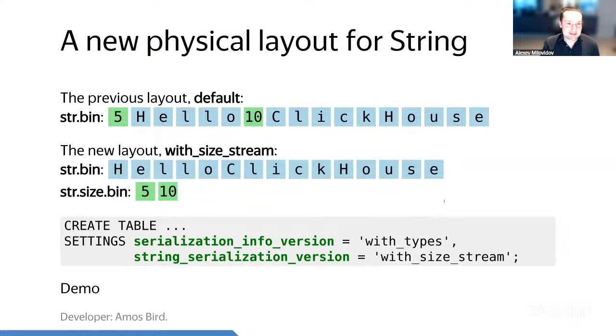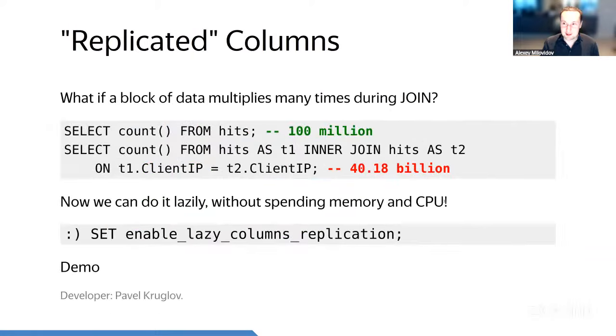Okay, what else? Another optimization. Replicated columns. It is a new internal in-memory representation of columns that you will not see in any table definition. It is entirely internal to optimize your queries. What does it do? Let's suppose you do a join. It could be just inner join, left join, or even array join. And this join multiplies your data many times.